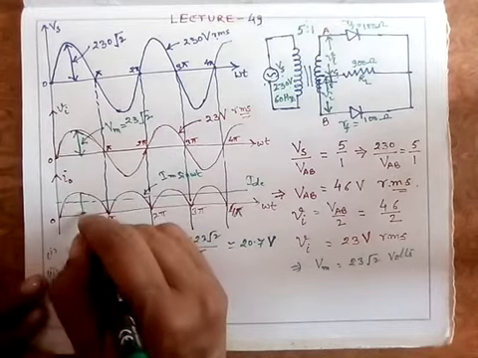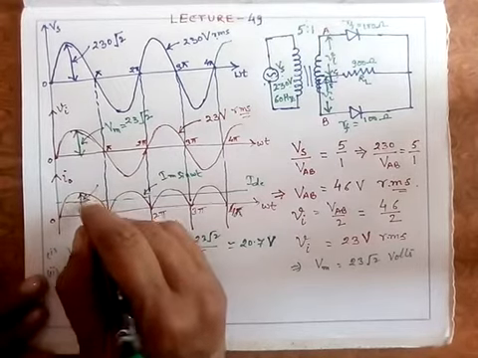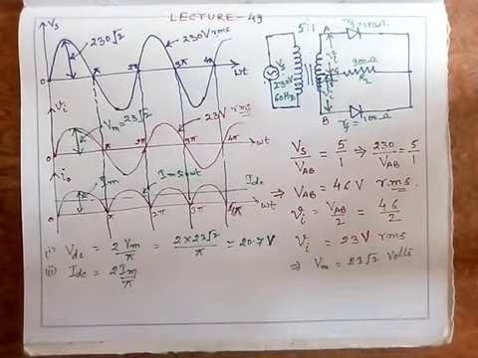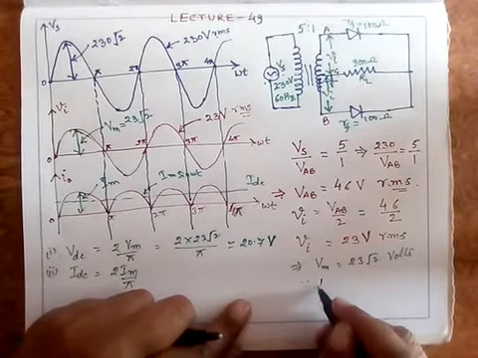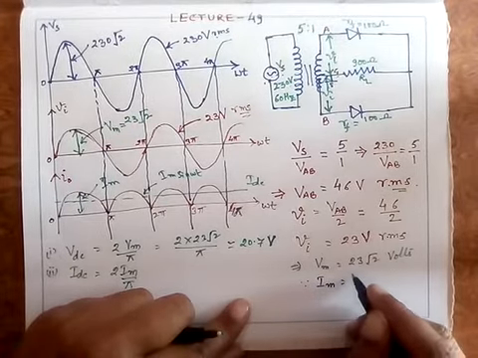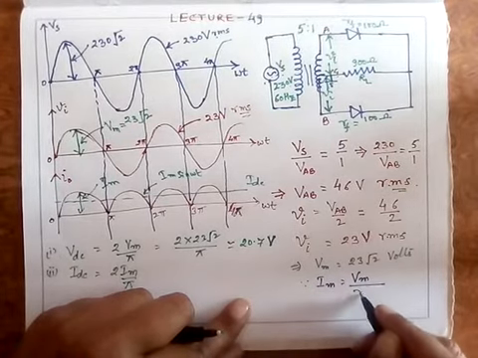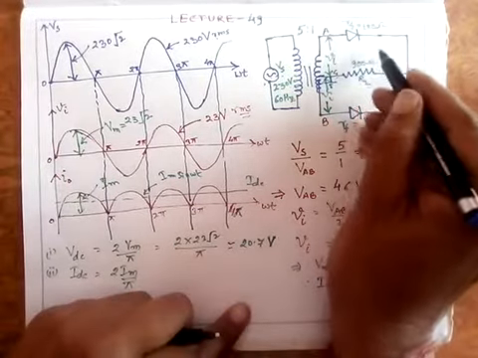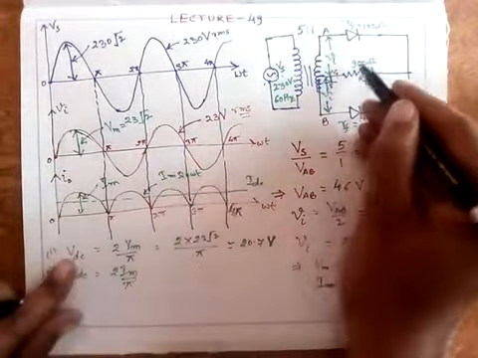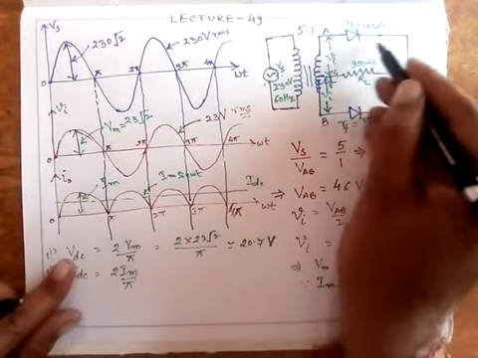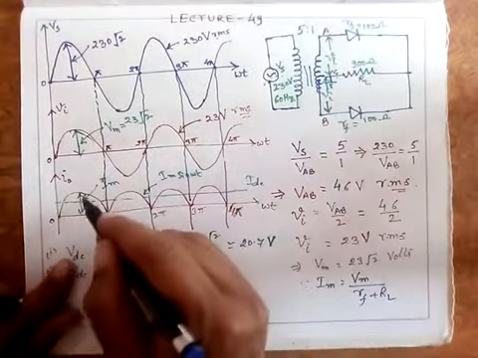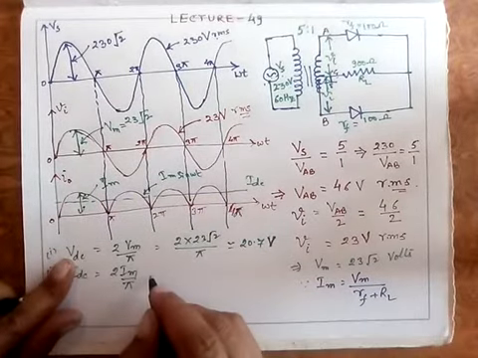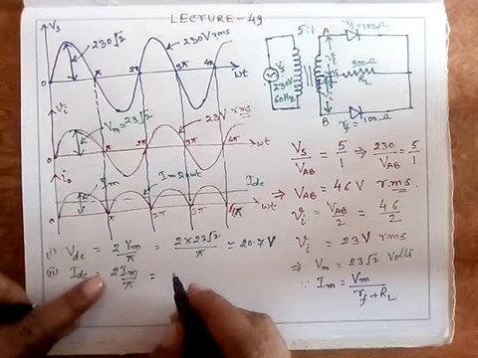But I don't have this Im. The question is that I don't have this Im. I know that Im is equal to Vm upon Rf plus RL. In this circuit, if you see, this is Rf and this is RL. Im will occur when V is equal to Vm. So Im is equal to Vm upon Rf plus RL.